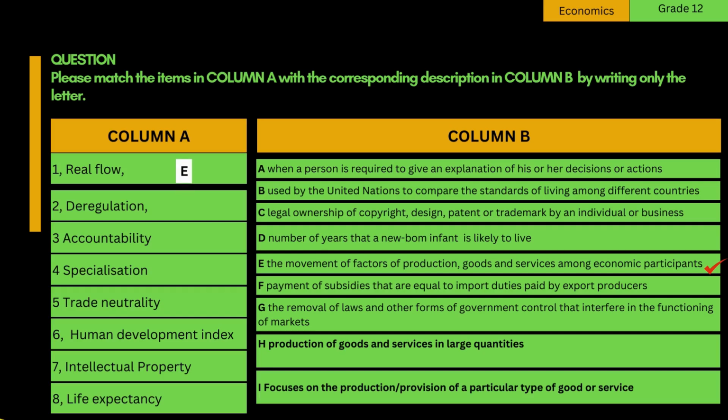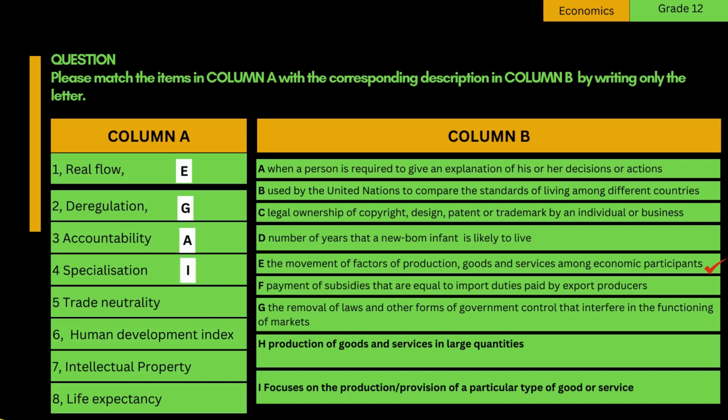2. Deregulation. This entails the removal of laws and government control that interfere in market functioning. The correct answer is G. 3. Accountability. This is when a person is required to explain their decisions or actions. The correct answer is A. 4. Specialization. This focuses on the production or provision of a specific type of product. The correct answer is I.